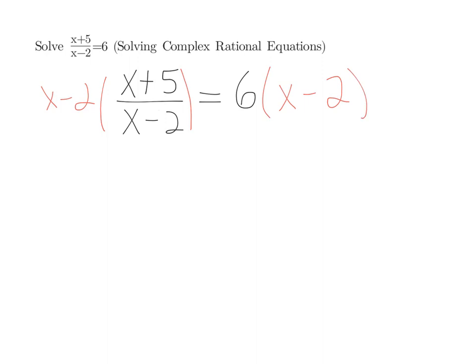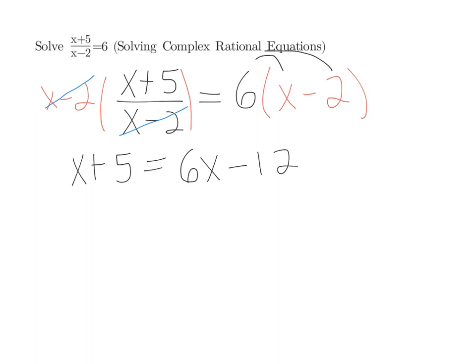So on the left side, the x minus 2 cancels with the x minus 2 on the bottom. So you are left with x plus 5 on the left side. Now be careful, okay? On the right side, you're distributing the 6 to both terms. So you have 6x minus 6 times negative 2, which is negative 12.